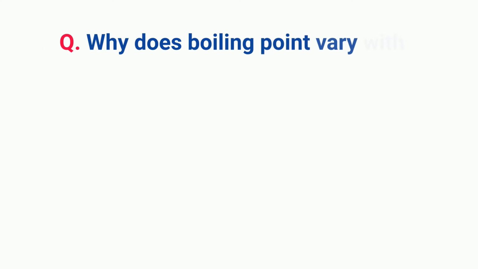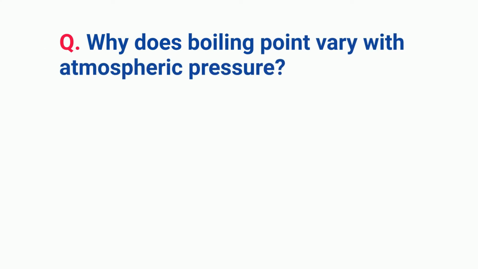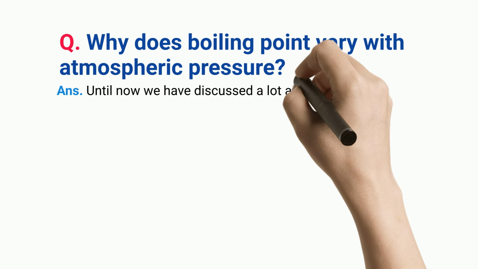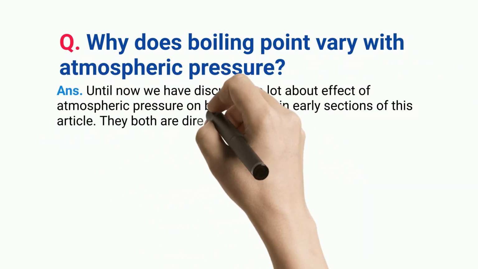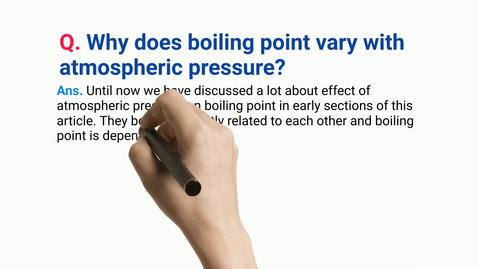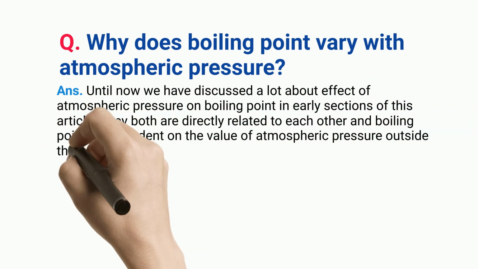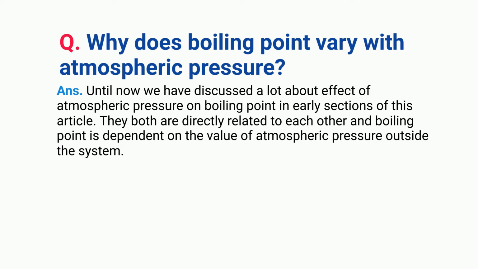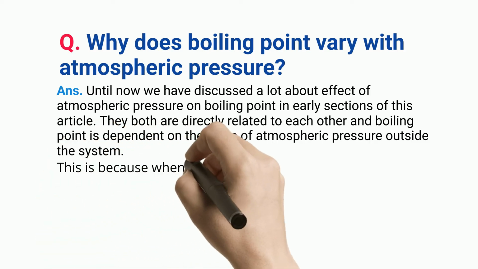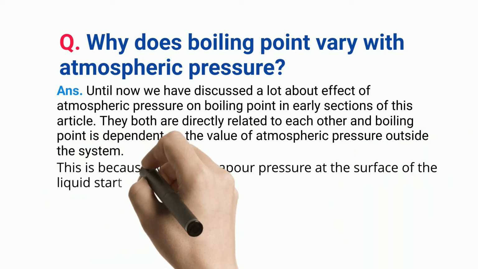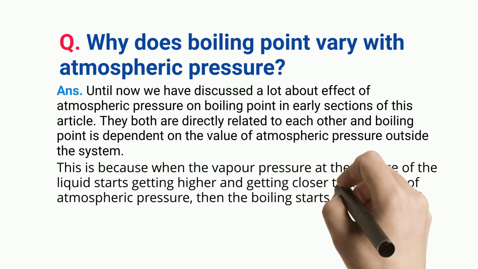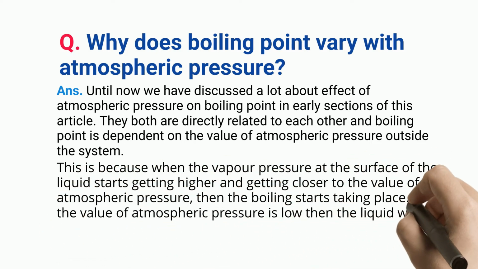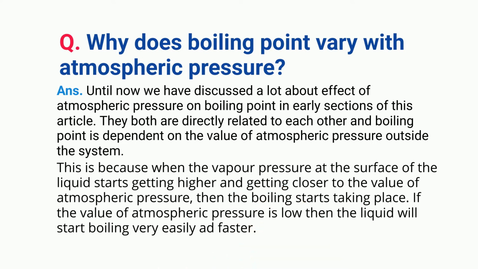Why does boiling point vary with atmospheric pressure? Until now we have discussed a lot about the effect of atmospheric pressure on boiling point in early sections of this article. They both are directly related to each other, and boiling point is dependent on the value of atmospheric pressure outside the system. This is because when the vapor pressure at the surface of the liquid starts getting higher and getting closer to the value of atmospheric pressure, then the boiling starts taking place. If the value of atmospheric pressure is low, then the liquid will start boiling very easily and faster.